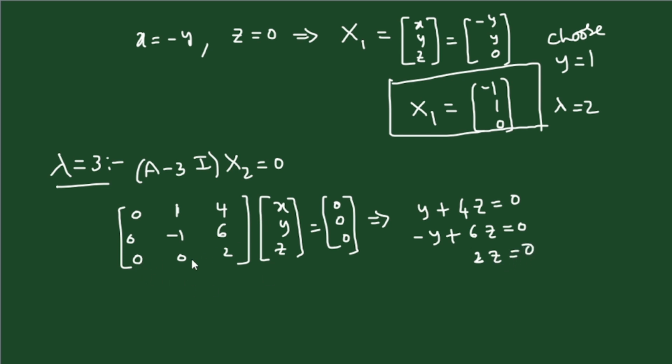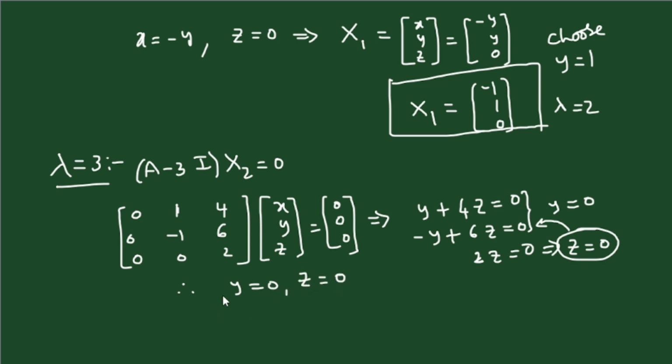0 into x plus 0 into y plus 2z. When 2z is 0, z becomes 0. When you put z equal to 0 in either of the equations, you will get y equal to 0. So therefore, we got y equal to 0 and z equal to 0.